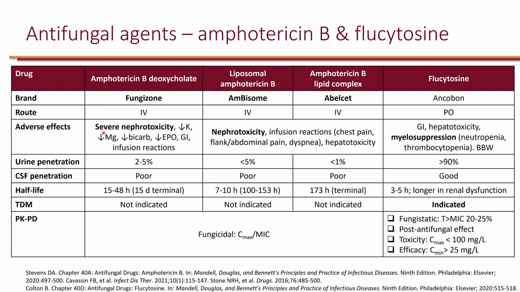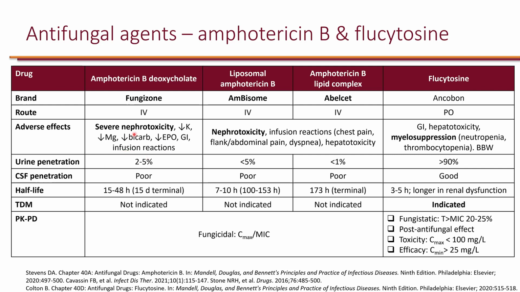So the conventional causes severe nephrotoxicity, including wasting of potassium, magnesium, and bicarb. As well as, because this is in the kidneys, it can reduce epogen production that can lead to anemia. There's also a lot of infusion reactions.